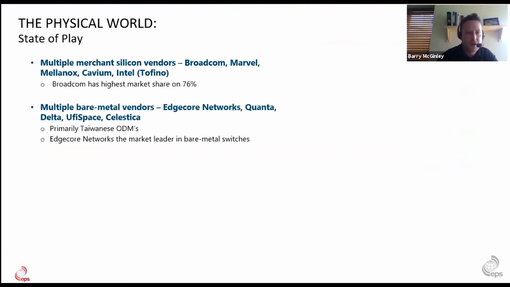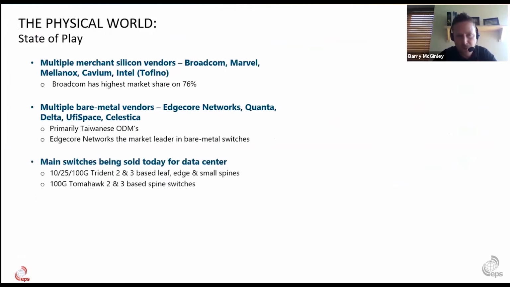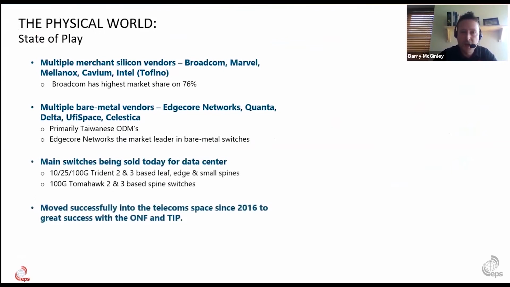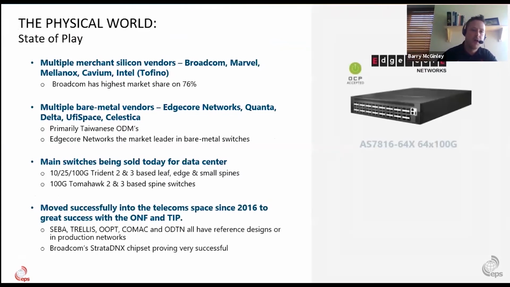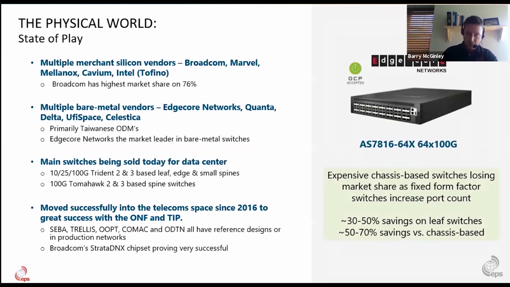So the physical side of things: merchant silicon is very important to bare metal. This is our switching ASIC, and we have Broadcom, Marvell, Mellanox, Cavium, and Tofino. Broadcom has the highest market share, at somewhere between 76 and 90%. So anyway, a monster in the merchant silicon world.